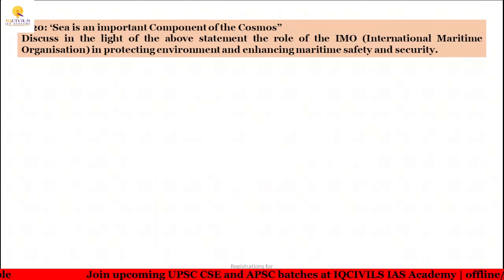Then the last question is, sea is an important component of cosmos. Discuss in the light of the above statement the role of IMO, International Maritime Organization, in protecting the environment and enhancing maritime safety and security. So I would like to mention here one scholar, Alfred Thayer Mahan, who said that seas are a very important part of global politics because seas connect the land. So those who control the oceans will control the world. Getting my point? This is how you should start your answer.